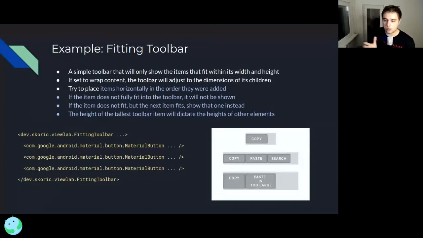Okay, and this is basically what I want to have. I want to have a fitting toolbar, which is a view group, and then I can just add views inside. And I want them to be displayed in the view as shown below. So you can see the first two toolbars are the same one. It's just that the second one is larger, it has a larger width. So all the elements are fitting in. In the first one, just copy is fitting in. And in the third one, you can see that paste is too large. It's a high button. It has a bigger height. So the whole toolbar and all the other elements are expanded.